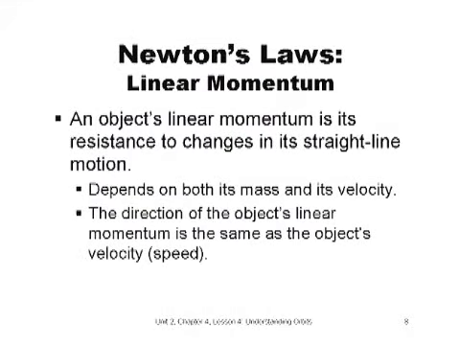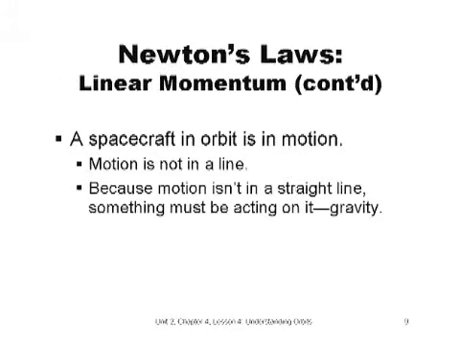Now that we understand the basic idea behind momentum, let's talk about two types of momentum: linear momentum and angular momentum. An object's linear momentum is its resistance to changes in its straight line motion. The object's resistance to change depends on both its mass and its velocity or speed, as we talked about on the last slide. Now, I'm going to throw you a curve here. If we have a spacecraft in orbit falling around the Earth, it's not moving in a straight line. The spacecraft has mass and velocity, but the motion is not in a straight line.